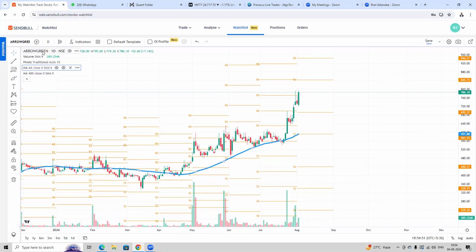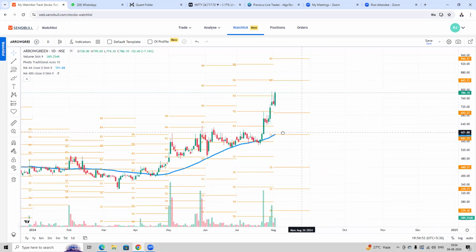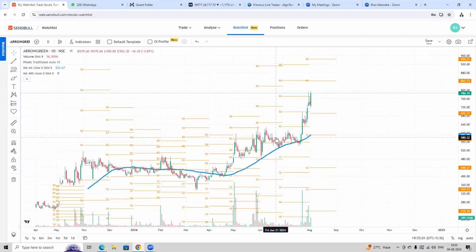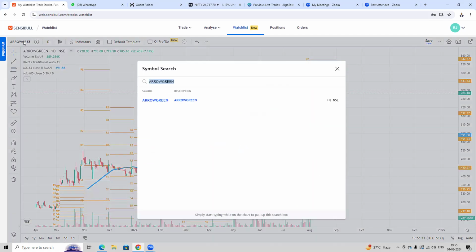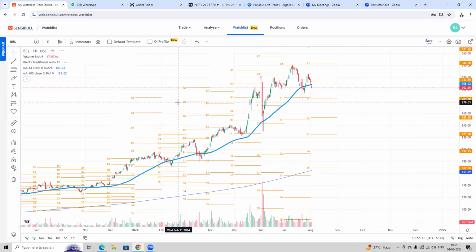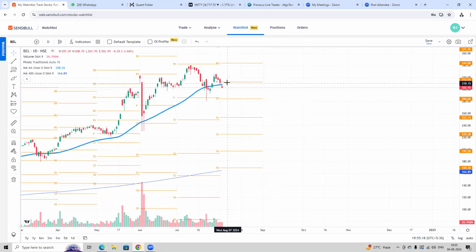See, this Arrow Green is nowhere near that; it is in a short zone because it is well above the 44 days moving average. So you should always avoid this stock for shorting. You should always look for stocks which are near the 44 days moving average and in a trend reversal form, like what I showed you in BEL. See, it has crossed below the 44 days moving average, and the upward trend is converting here to horizontal.